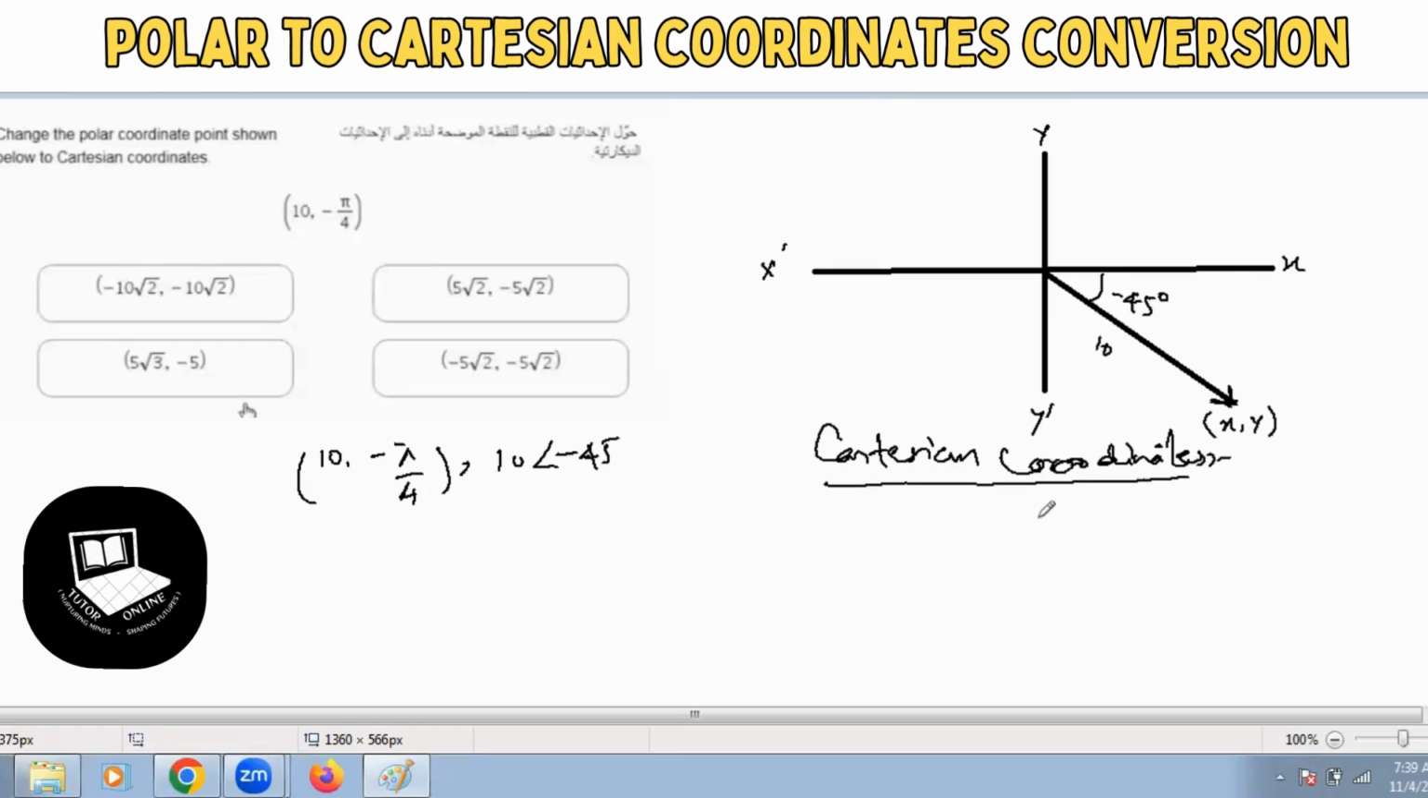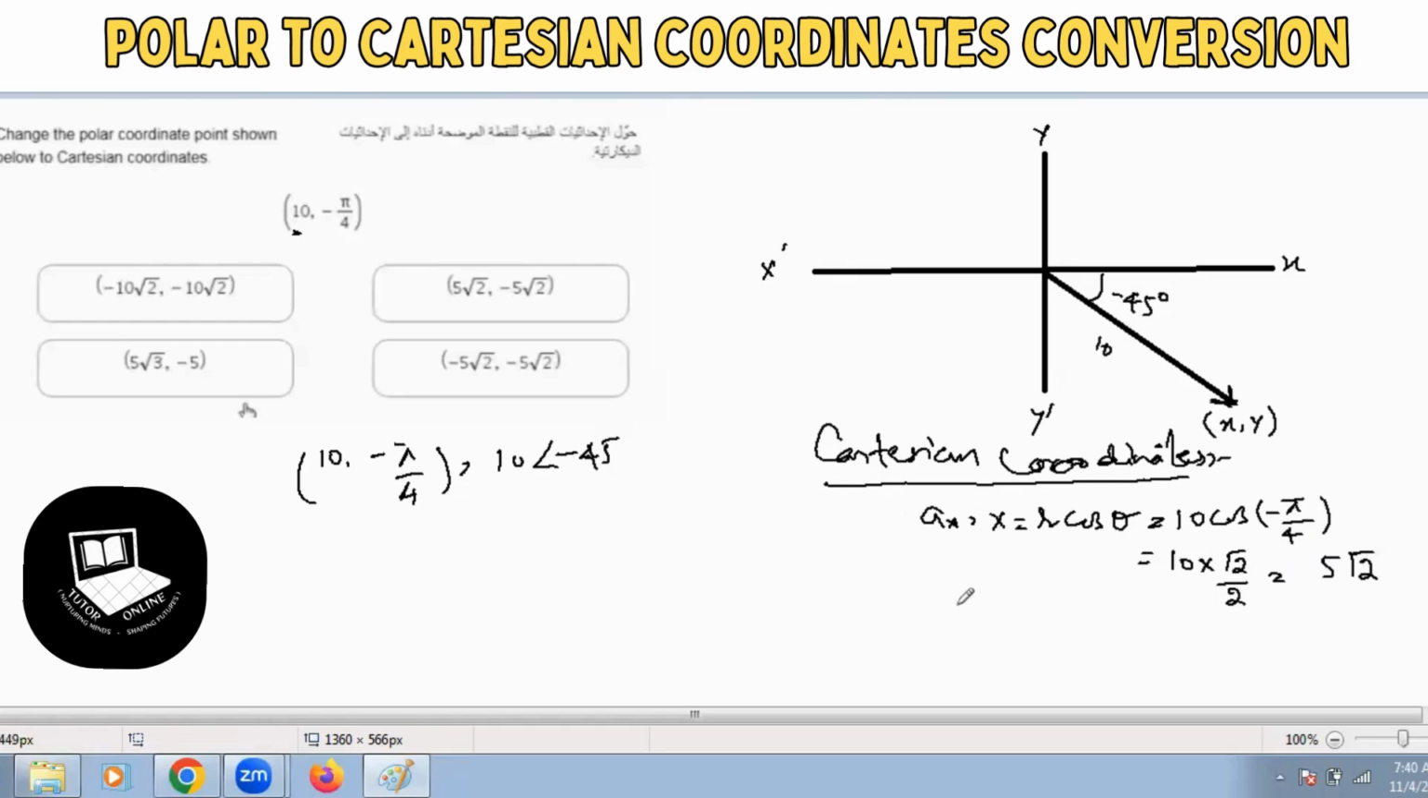To find out x, or Ax, we just multiply the magnitude times cos of theta, where we have the magnitude of 10 given in the question. This one, 10 times cos of the angle negative 45. Remember that we can write it as pi by 4. In finding cosine, every negative angle becomes a positive angle, so it will be 10 times cos pi by 4. Cos negative pi by 4 becomes root 2 over 2, so it will be 5 root 2.